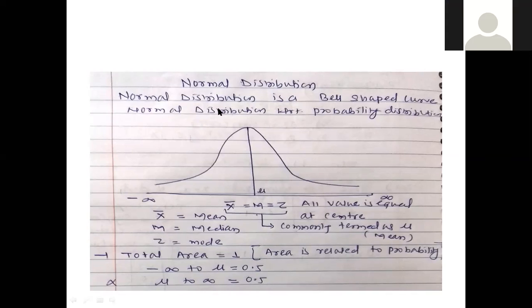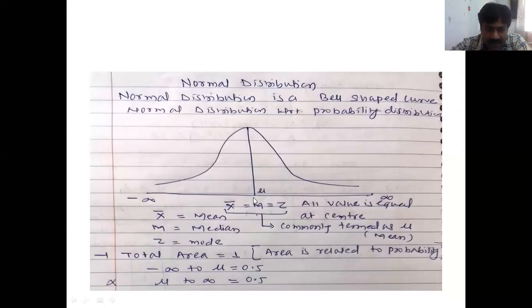So normal distribution is a bell-shaped curve. You can see this in the diagram. This particular shape is a bell-shaped curve, and this particular point, where my present mouse pointer is, is at the peak. So this normal distribution is with respect to our probability distribution.